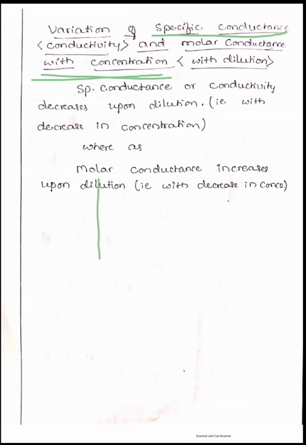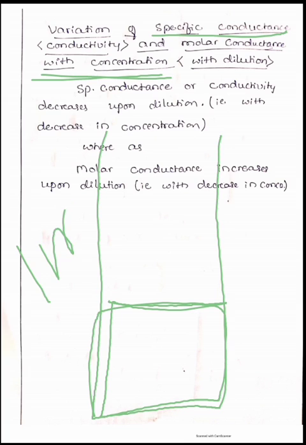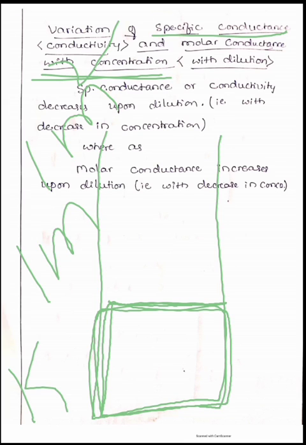For that we will consider one of the solutions in a container. So this is nothing but the container. In this container we will consider a solution having length 1 meter and area of cross section 1 meter square. We will measure the specific conductance through this solution, and we will get some value of specific conductance.